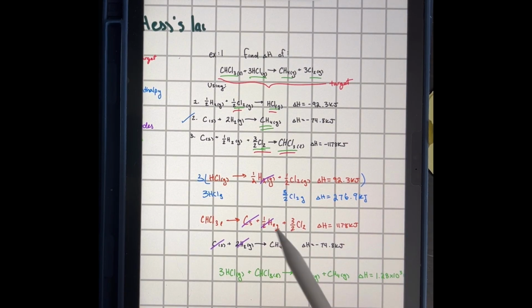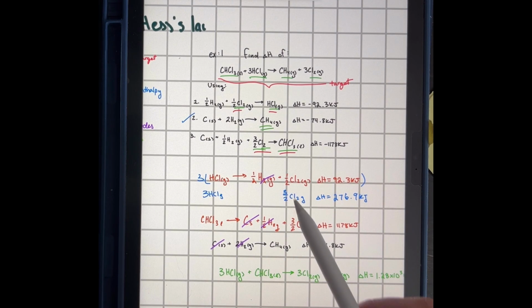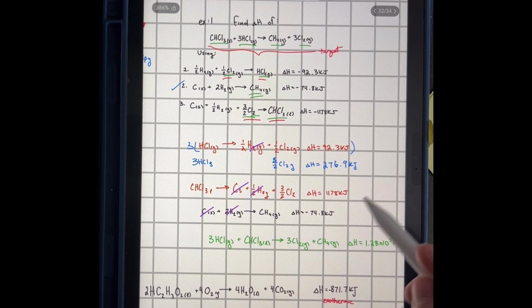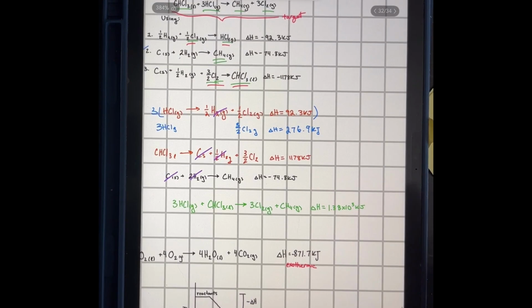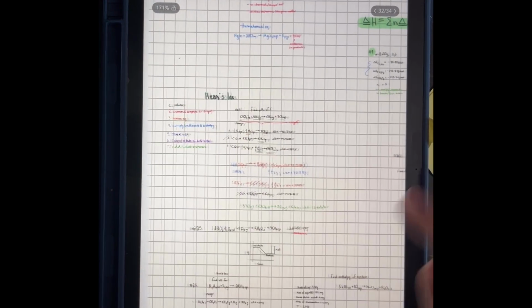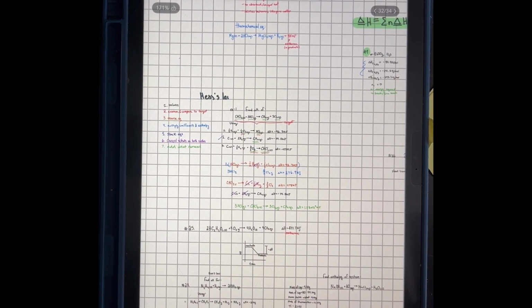So then we are left with now 3 HCl, CHCl3, Cl2, Cl2, right? Because if we're adding these, and CH4. Okay, and then now we add all of these separate enthalpies, which, let's see here, 0.9 plus 1178 minus 74.8. So 1.38, which I guess I got 1.28, which makes sense because I did only by 2. Okay, so that's it. That's essentially just Hess's law. Very simple. I enjoy it.